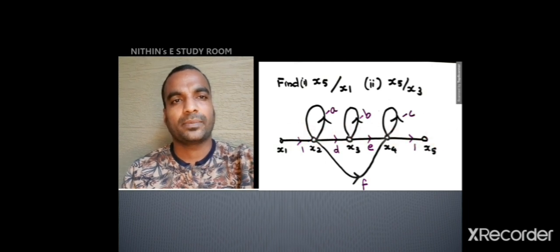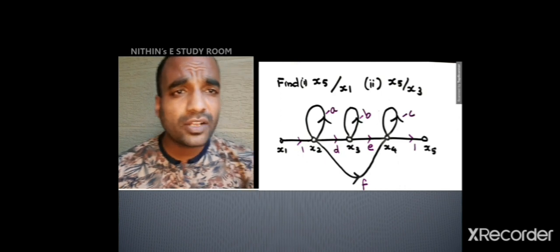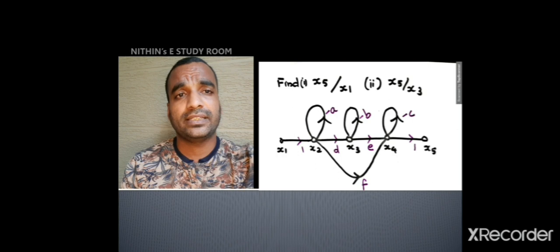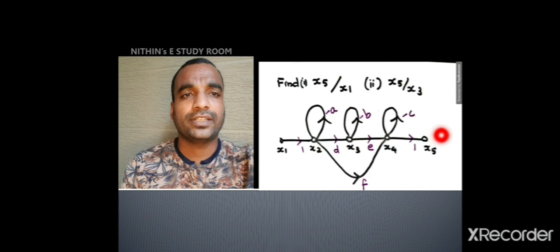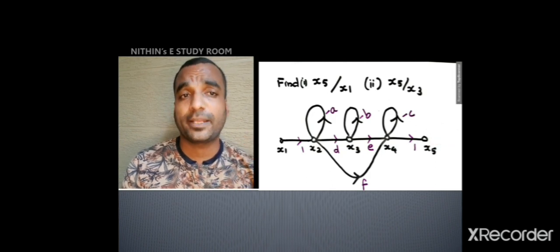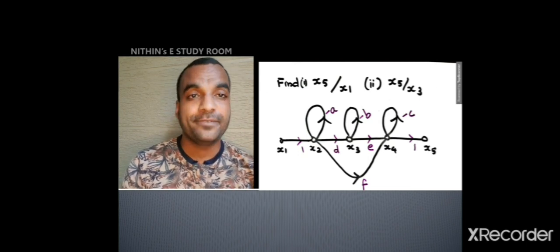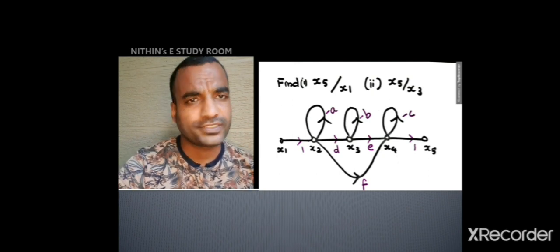Always the first forward path will be very simple like this. This is the first forward path, x1, x2, x3, x4, x5. That is the name of the path. And what will be the gain of that path? In between x1 and x2 it is 1, between x2 and x3 it is d, between x3 and x4 it is e, between x4 and x5 it is 1. So what is the total gain of that path? It is 1 into d into e into 1. So the gain of that path is de. So you got the first forward path.